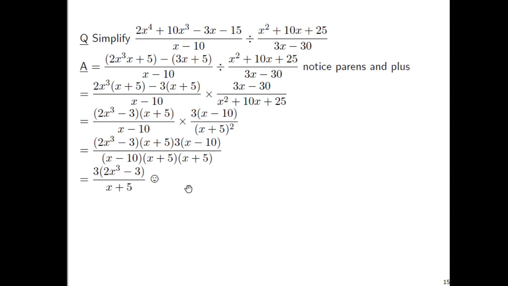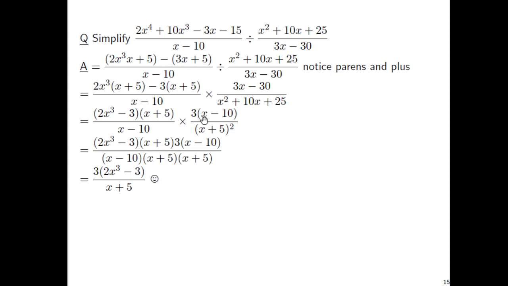I believe in the end we're going to be left with 3 times the quantity 2x cubed minus 3, and this will be all over x plus 5. If you choose to distribute the 3 that's outside parentheses to the 2 terms inside parentheses, go for it. I think at this point it's a matter of personal taste.